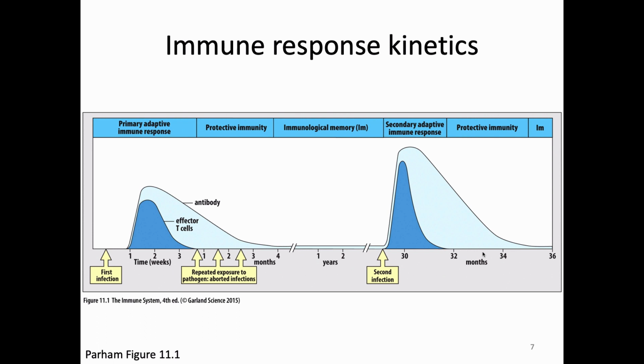So I want to talk about a few different pieces of what we're seeing here as we go through this. So what you can see is the first time that you are infected with some type of microbe, you will see that nice delay before our adaptive immune response of T cells and antibodies is induced.